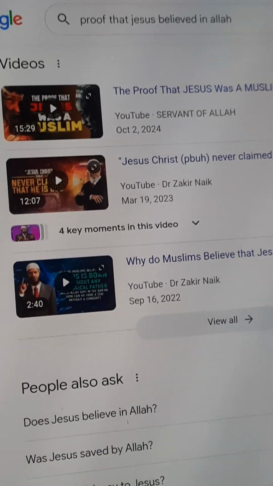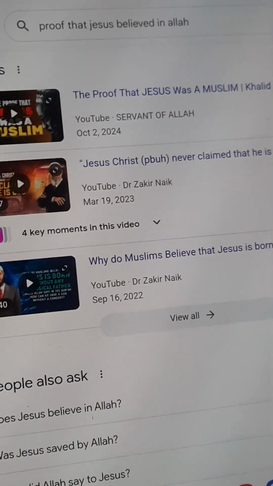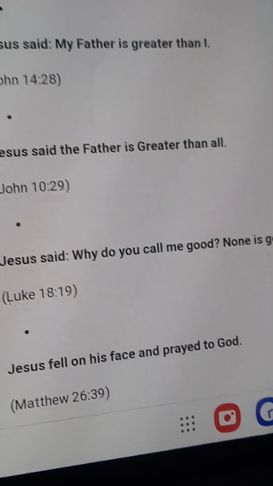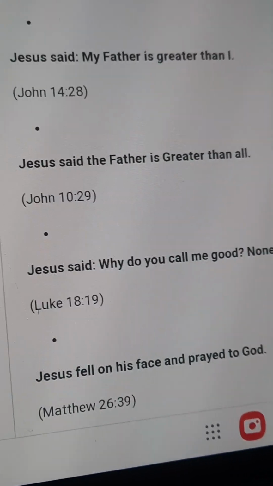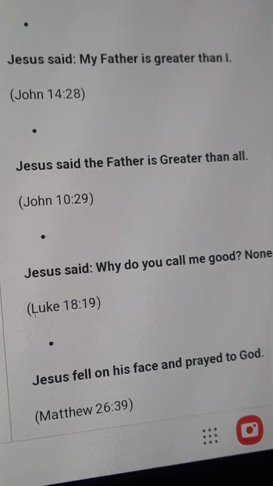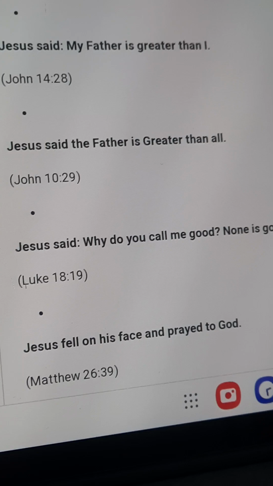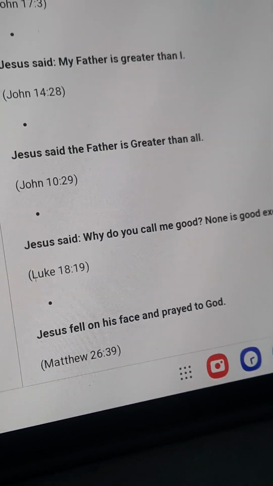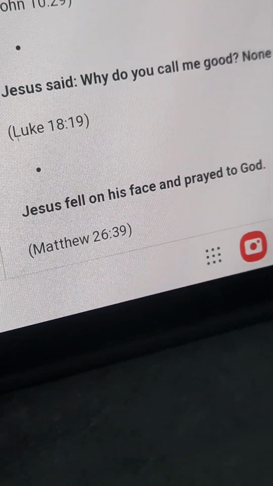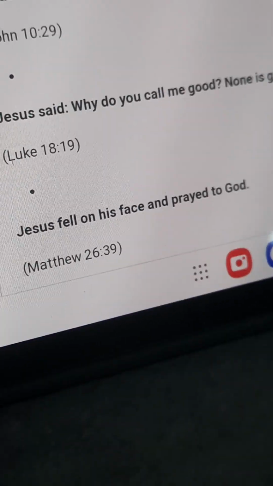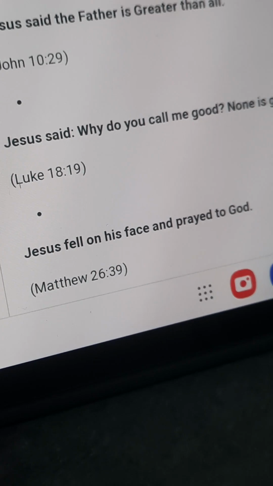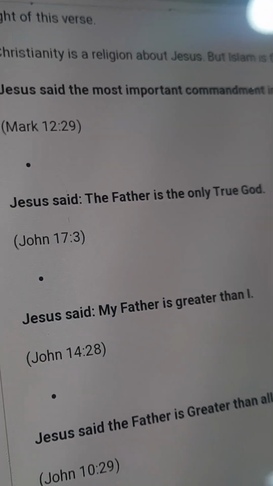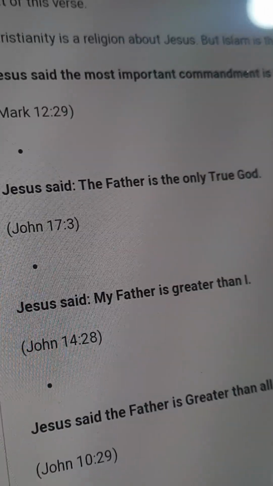Google search and watch these videos of the proof that Jesus was Muslim by many Muslim scholars. Over here in John 10:29, Jesus said that the Father is greater than all. And in Matthew 26:39, Jesus fell on his face and prayed to God. That's basically what Muslims do. That's called a sejda. John 17:3, for example, Jesus said, "The Father is the only true God," as you can see.